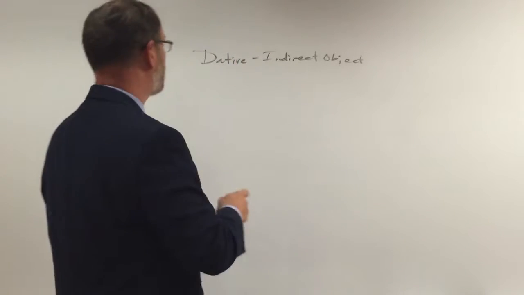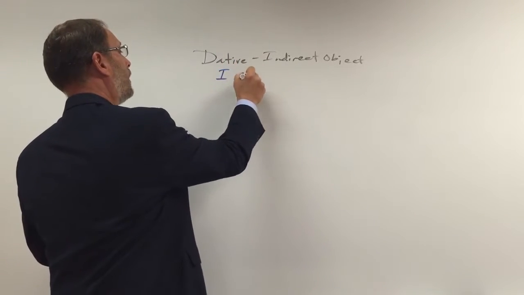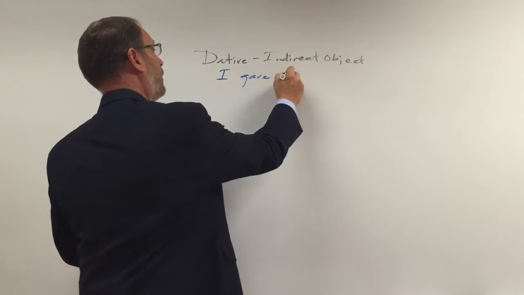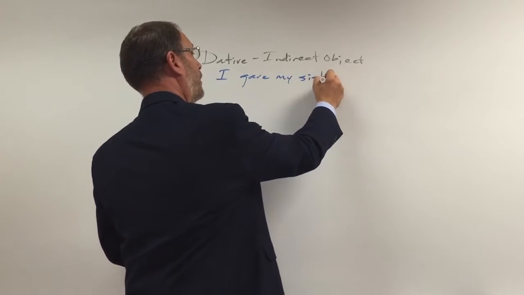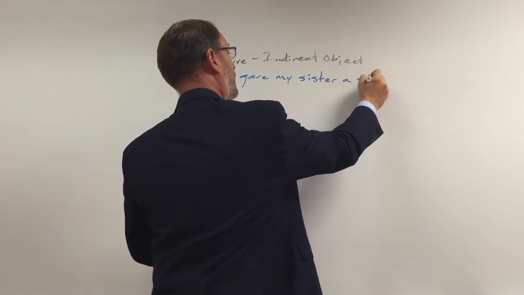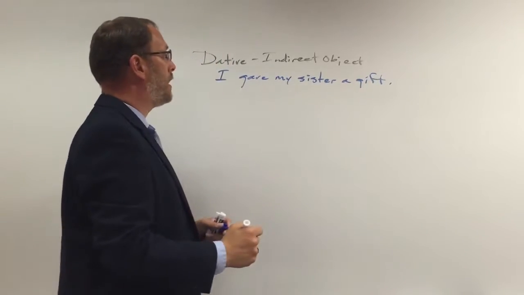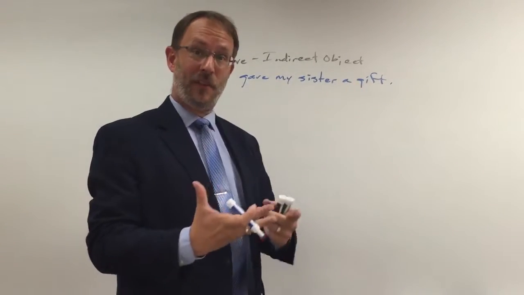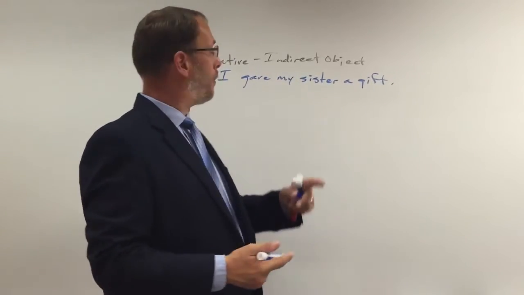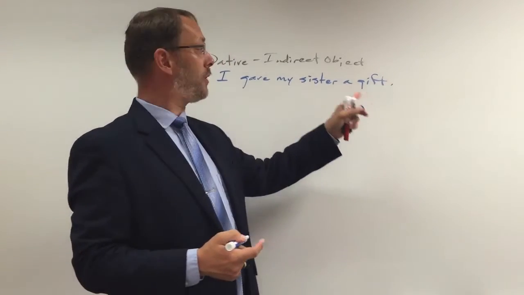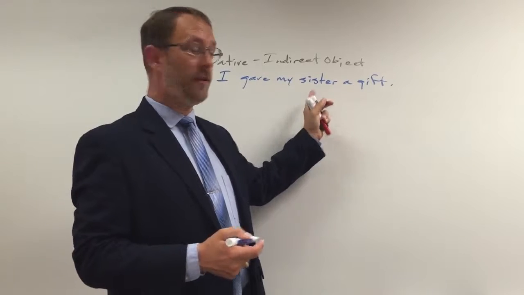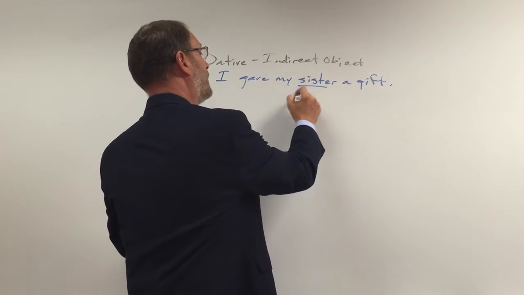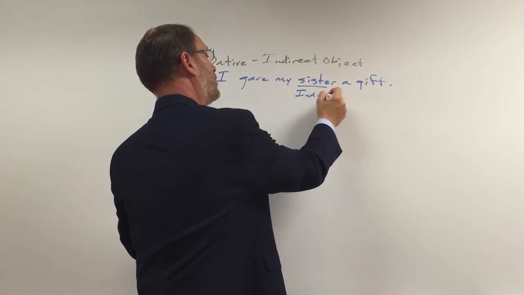For example, I gave my sister a gift. Okay? I gave what? Well, I gave the gift. The gift is the thing that I actually gave. But I gave the gift to what? Well, I gave the gift to my sister. Sister is the indirect object.